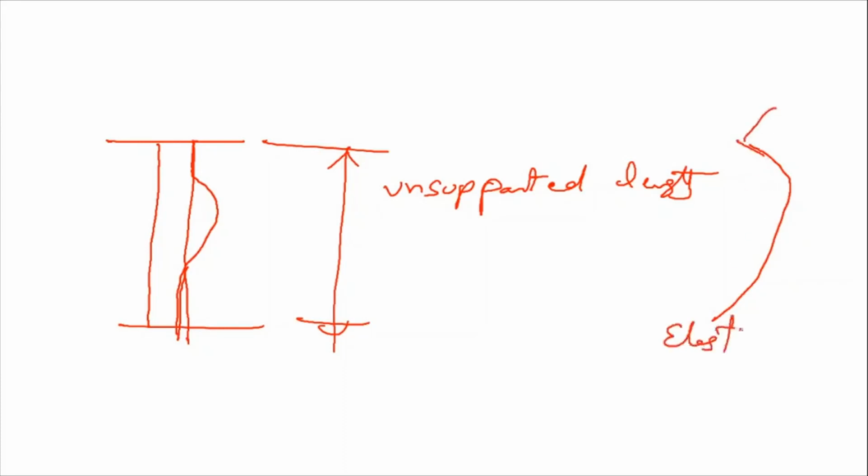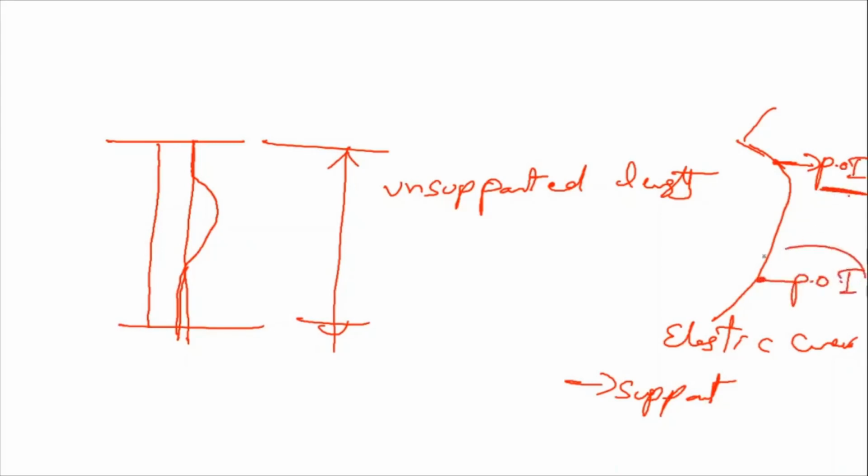This elastic curve purely depends on the support conditions. Now in the elastic curve, wherever the curvature changes its sign, that is called the point of inflection. So the distance between points of inflection in a column is called the effective length.